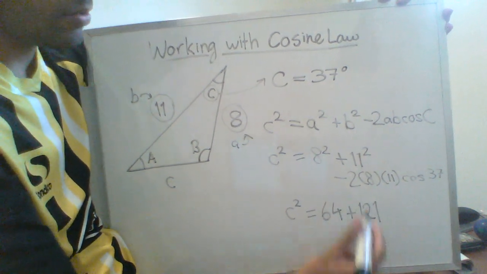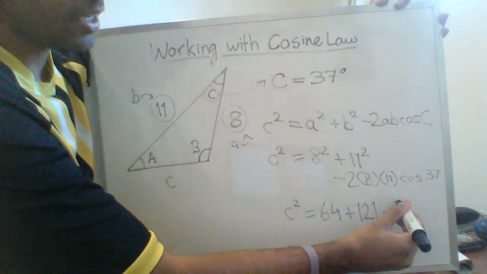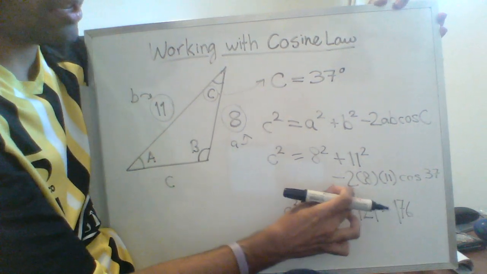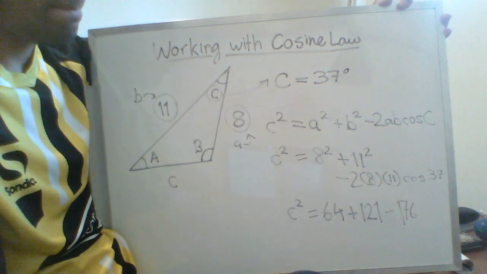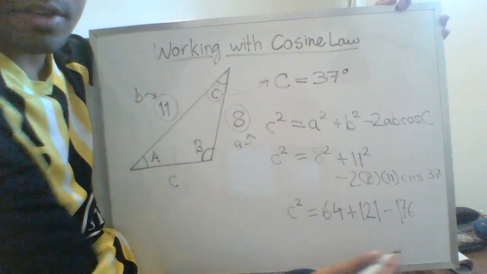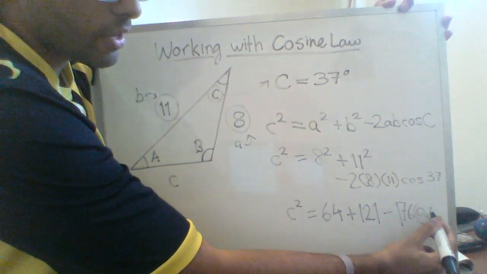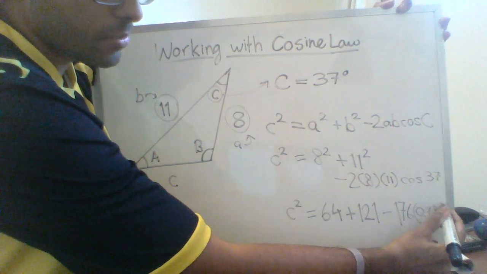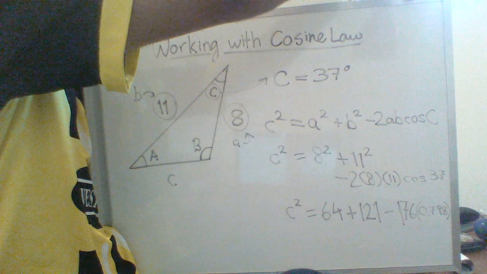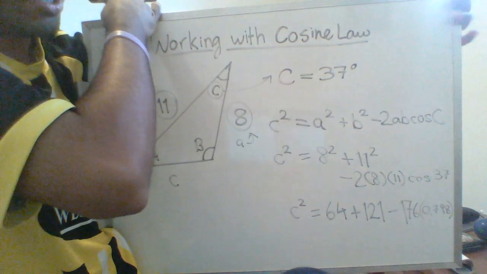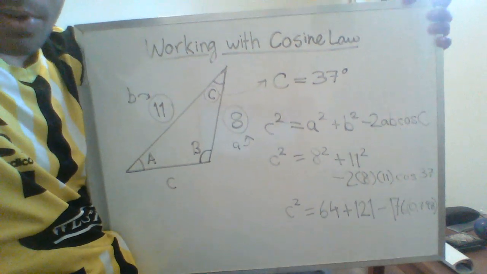And this comes out to, I believe, minus 88, so that would be 176 is just the numbers, 2 times 8 times 11. And then cosine of 37, according to this, comes out to 0.798, approximately. Okay, so cosine of most angles, sine of most angles, will be these weird numbers, which is why you should use your calculator. So that's what we're at right now.